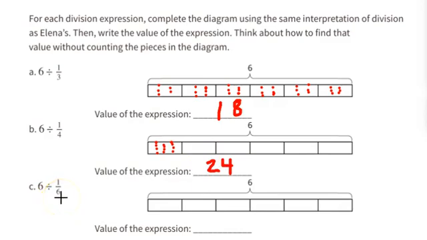Figure out this last one here. 6 divided by 1/6 would do what? You should have known that that means you're going to break each whole into 6 equal parts. In each one of those, you get 6, so you should have gotten 36 1/6s in 6.